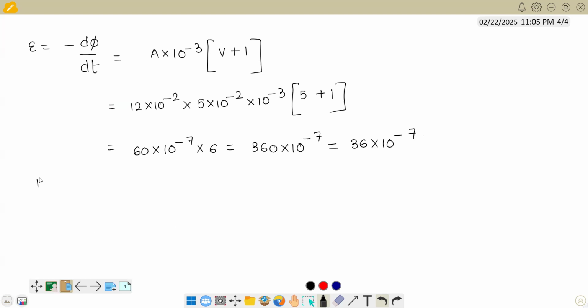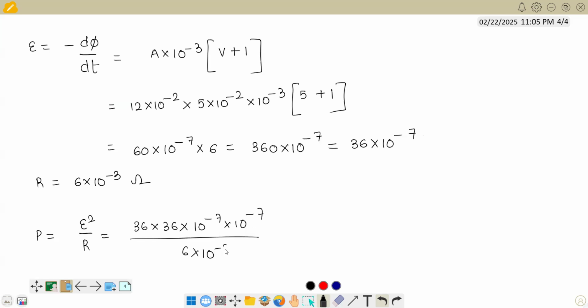He has given the resistance R equal to 6 into 10 power minus 3 ohms. What is the value of power dissipated? Power equals E square by R. We can write 36 into 10 power minus 6 into 36 into 10 power minus 6, divided by the resistance, which is 6 into 10 power minus 3. Don't try to solve this straight away. He has given that this must be equal to N into 10 power minus 9 watt. Some people will try to solve and then convert into this form. It is wrong. Always directly find it and equate it to N. Your maths will become easy.